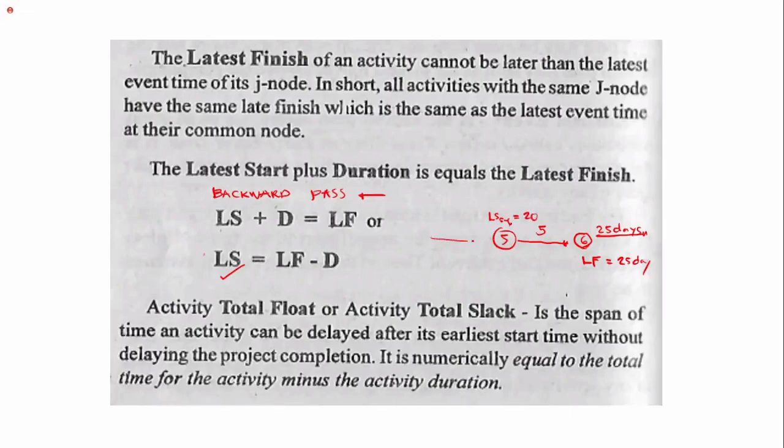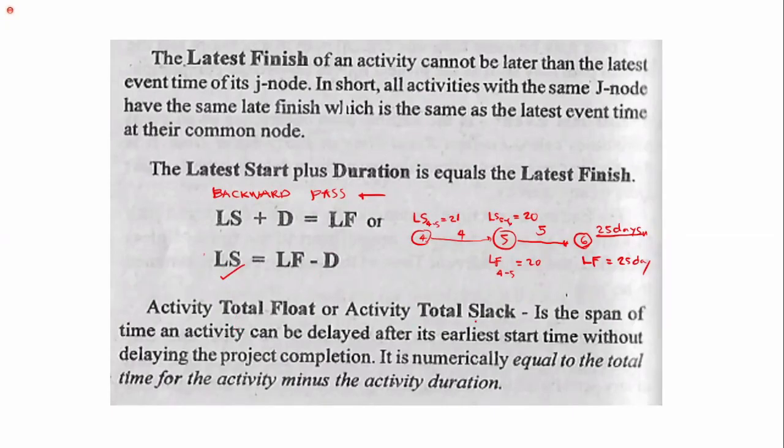And so on. So let's go to 4. The late start of 5 to 6 becomes the late finish of 4 to 5. And we solve the late start of 4 to 5. That would be the late finish of 4 to 5, 20 minus 4, 16. Then so on and so forth until we go back and reach event 1.